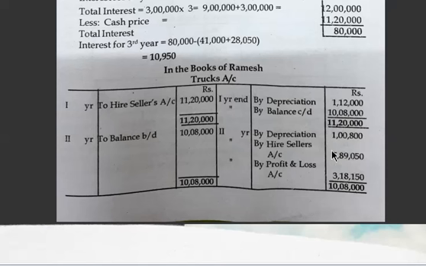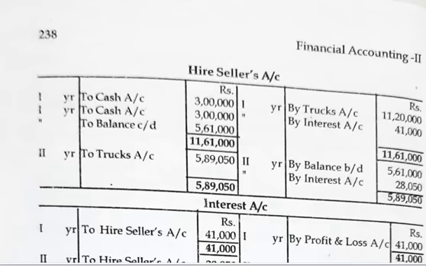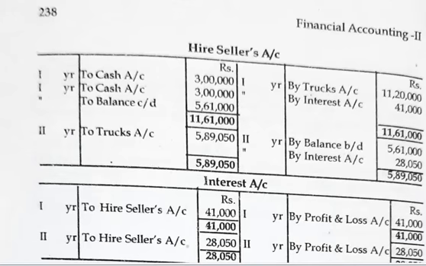Now after that, in the second year the same entry will continue. But in the second year he has not paid the installment amount, but interest will be due. So the interest entry we have to pass: by interest account 28,050. When you write by interest, come to the interest account, to hire seller account 28,050. Immediately transfer to the profit and loss account and total both sides. Now after calculating interest, total it, the difference is transferred to the asset account. See, to truck account 5,89,050. The difference whatever you get is transferred to the asset account.